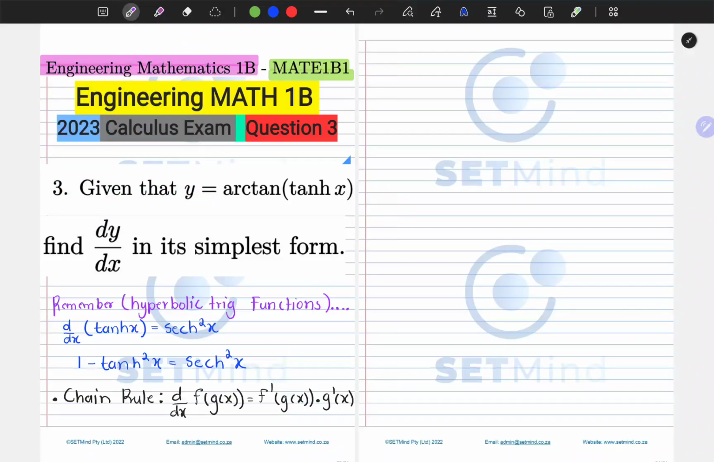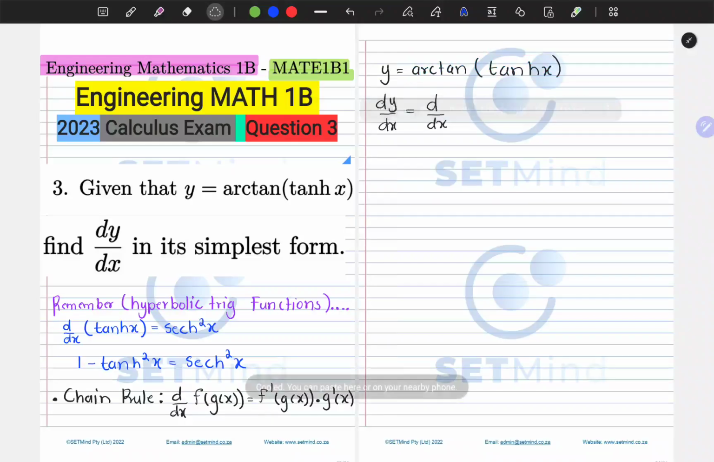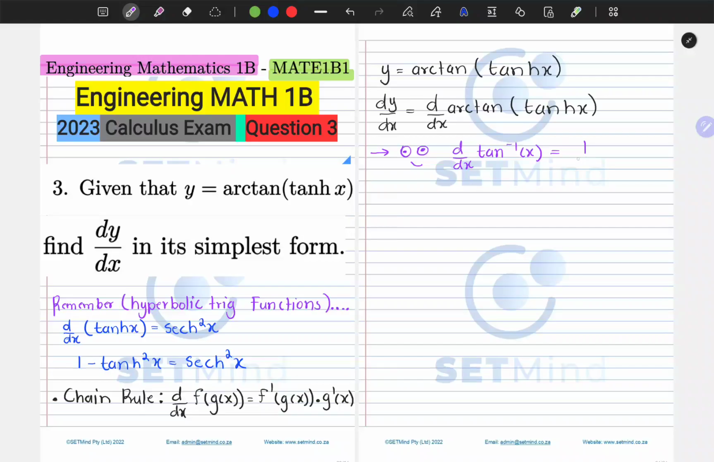We can now go to our problem, where we are given that y equals arctan of the hyperbolic tan of x. If we go ahead and differentiate, we'll have dy/dx equals, let's put in dy/dx of all of that first. One thing I need you to remember quickly before we get into it is that whenever you are deriving inverse tan of x, what you get is 1 over 1 plus x squared.